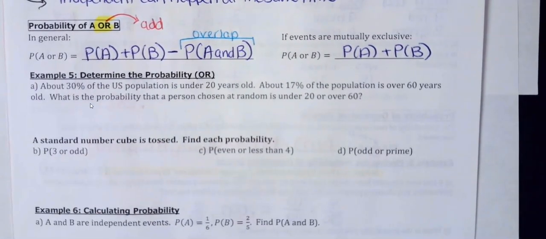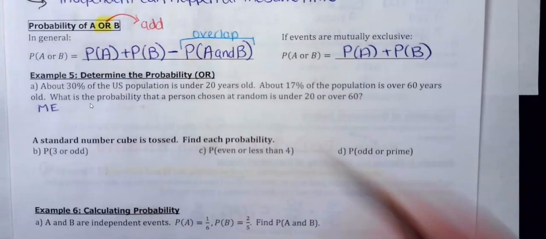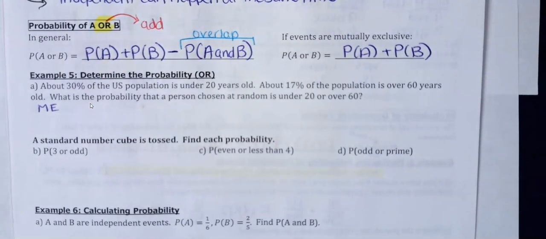Okay. What's the probability a person chosen at random is under 20 or over 60? So I'm going to randomly pick somebody. What's the probability they're under 20 or over 60? Can those two things happen at the same time? No, you can't be under 20 and over 60 at the same time. So these would be mutually exclusive. They cannot happen at the same time. So if they're mutually exclusive, I literally just have to add the probabilities together.